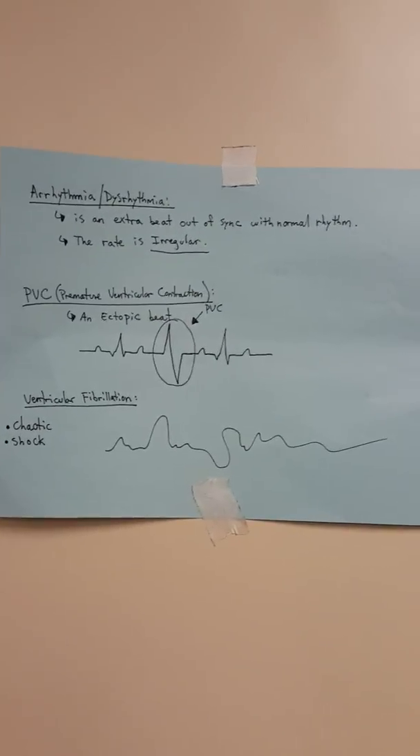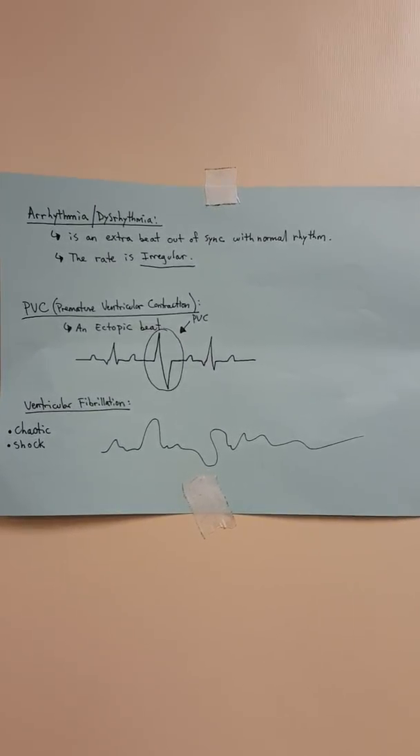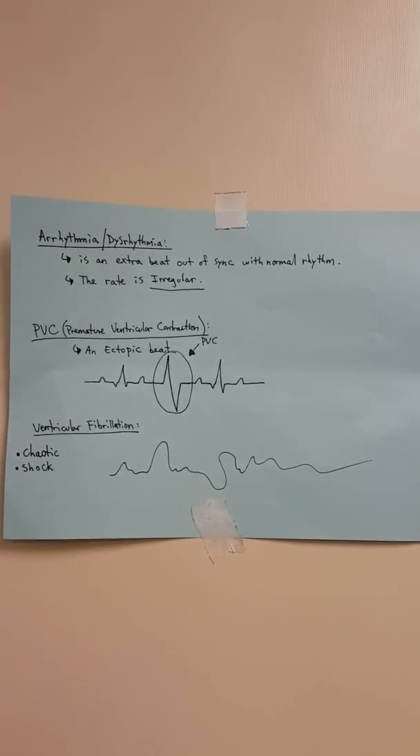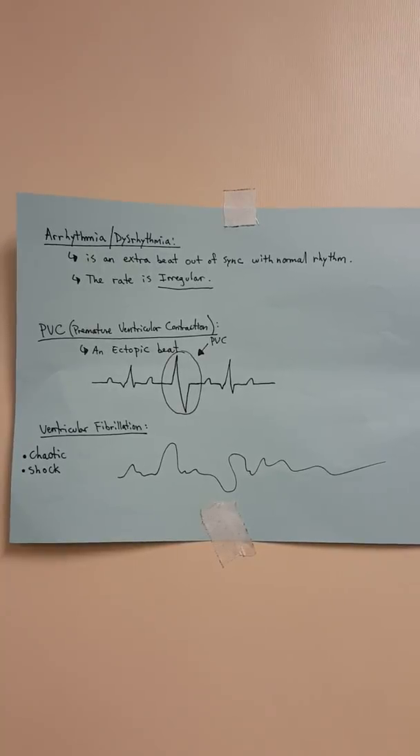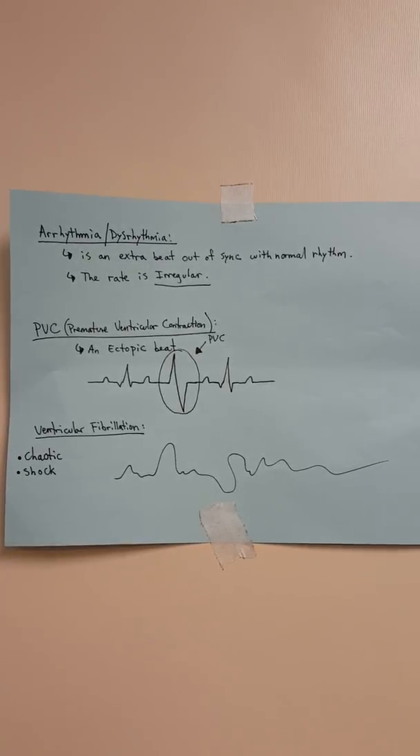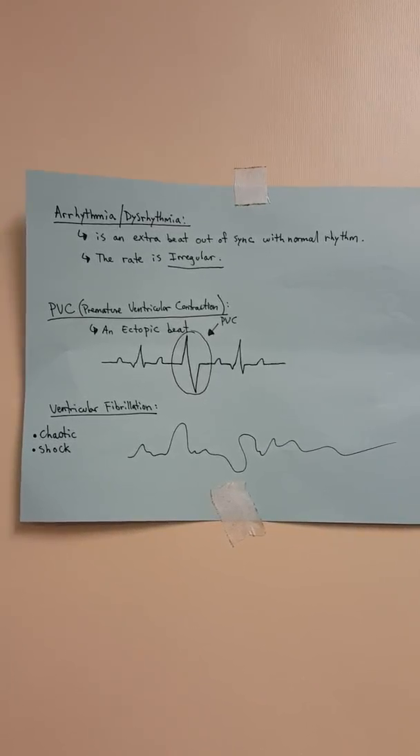An arrhythmia or dysrhythmia is an extra beat out of sync within normal rhythm. The rate is irregular. The proper term is actually dysrhythmia. A PVC, premature ventricular contraction, is an ectopic beat. Ectopic means it does not belong there. So it's just out of place, as indicated here.